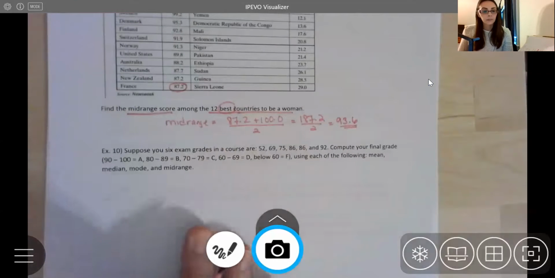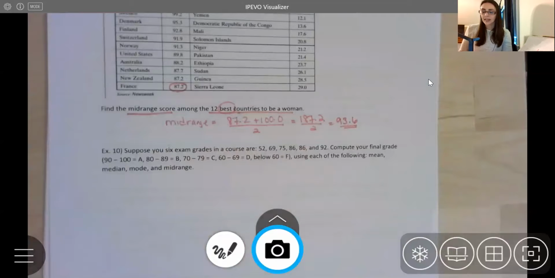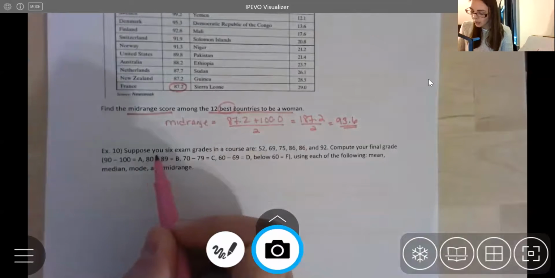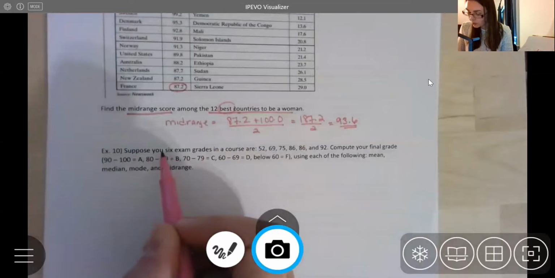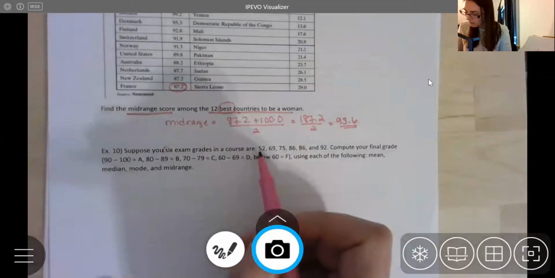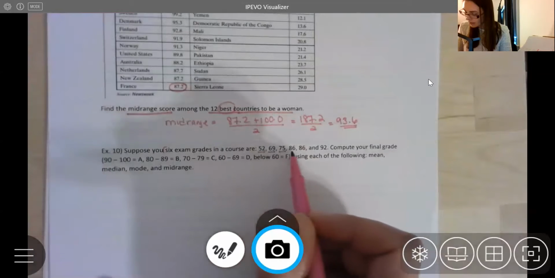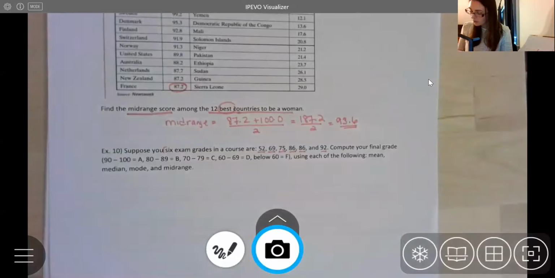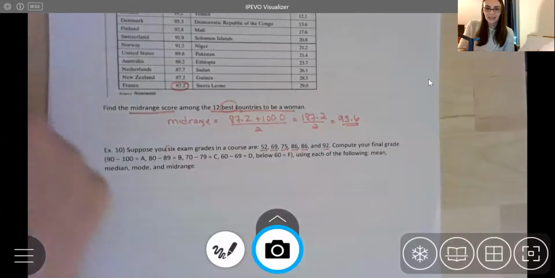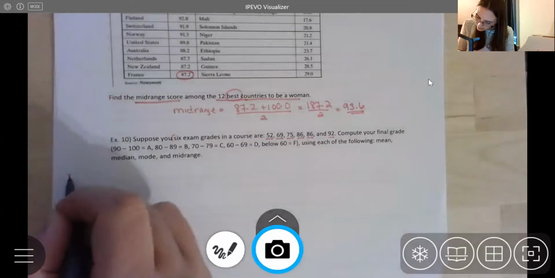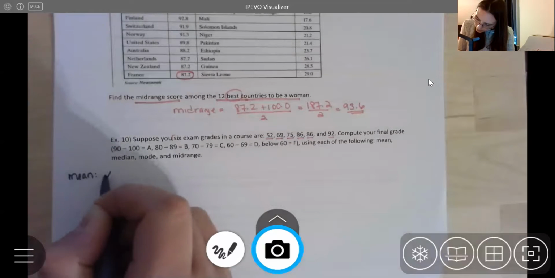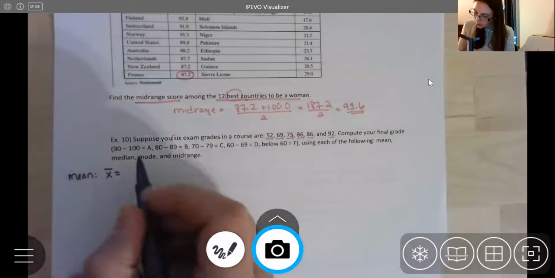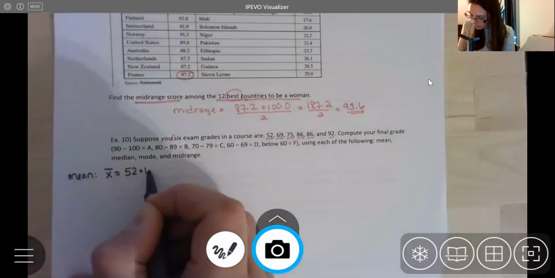All right. Let's put this all together and do all 4 central tendencies in one. So suppose your 6 exam grades in the course are 52, 69, 75, 86, 86, and 92. Compute your final grade using the following: the mean, the median, the mode, and the mid-range. So let's practice with each of these. So remember, for your mean, you're just going to add those values up.